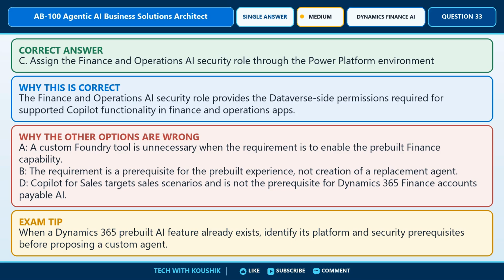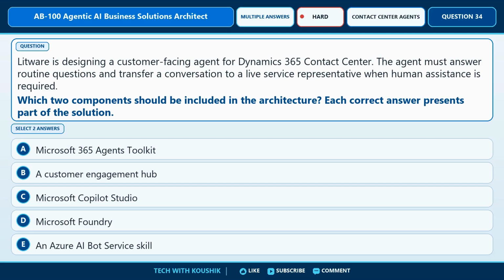A. A custom Foundry tool is unnecessary when the requirement is to enable the pre-built finance capability. B. The requirement is a prerequisite for the pre-built experience, not creation of a replacement agent. D. Copilot for sales targets sales scenarios and is not the prerequisite for Dynamics 365 Finance Accounts Payable AI. Exam strategy. When a Dynamics 365 pre-built AI feature already exists, identify its platform and security prerequisites before proposing a custom agent. Start by identifying the requirement in question number 34.